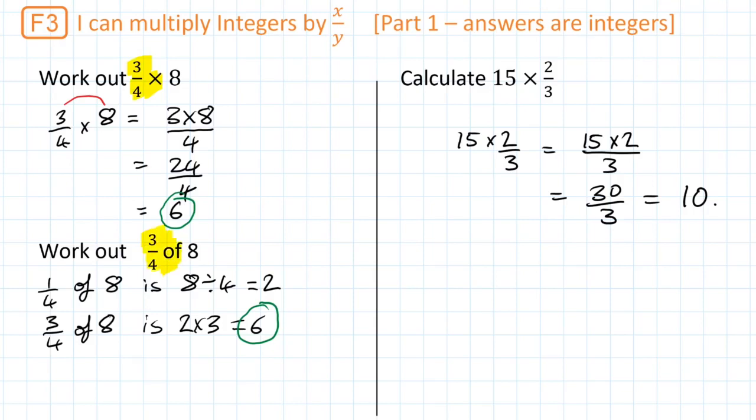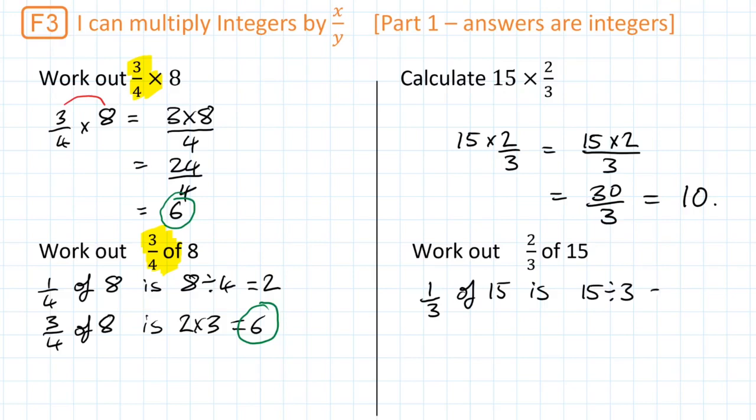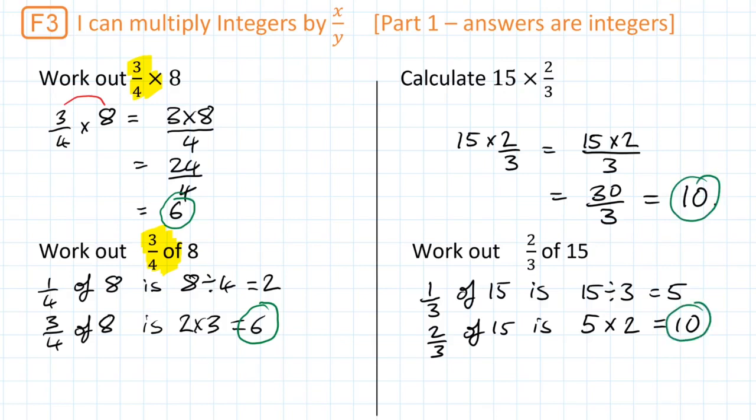Let's try it on the right hand side as well. If we work out 2/3 of 15, 1/3 of 15 is 15 divided by 3, which is 5. So 2/3 of 15, we've got the same answer again, and we can say that multiplying by 2/3 is the same as finding 2/3 of.